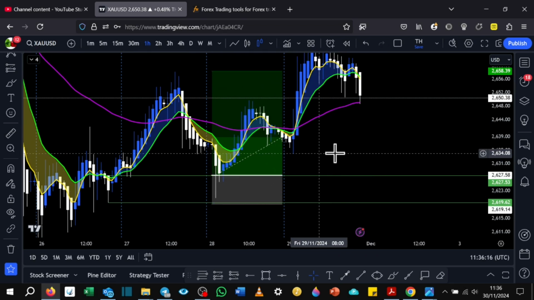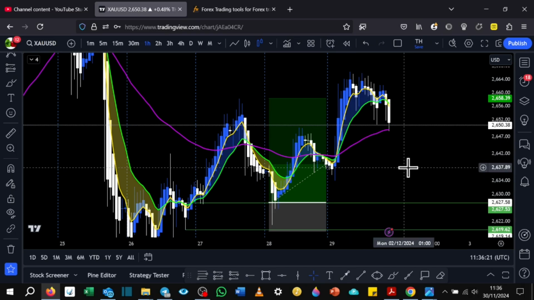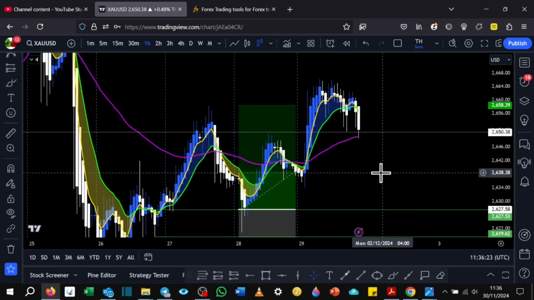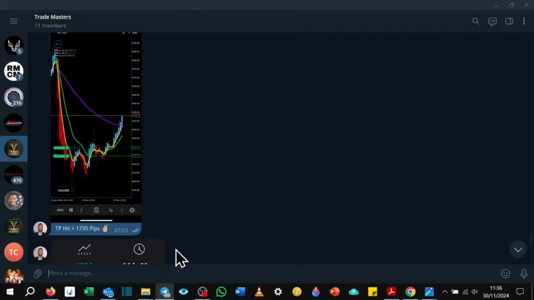And there. So that's just over a 1-to-3 trade. So that is another beautiful trade to catch. So that was gold. Very happy with gold.